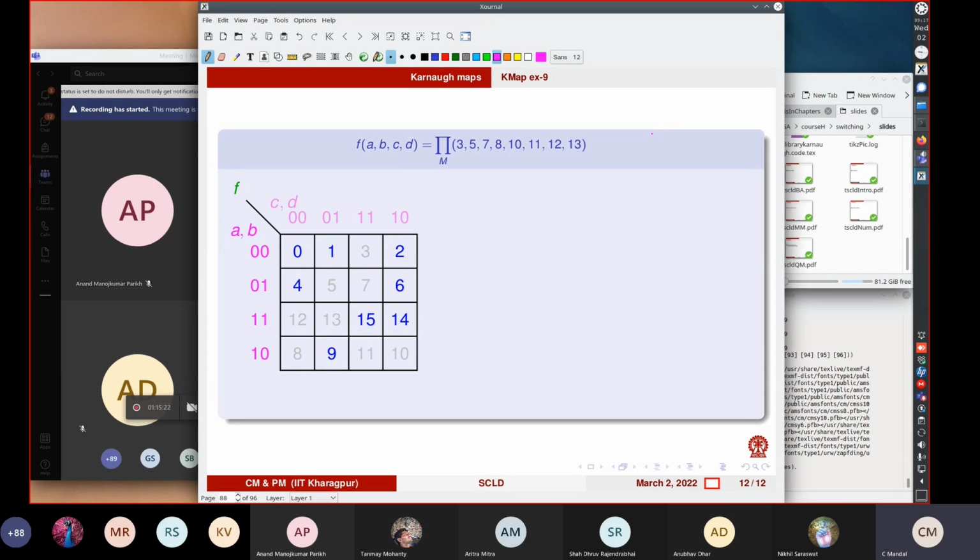So just note that it is this product of sum. This is the, and here M is capital, meaning max terms. So just try to work it out. It's not so difficult. It's the same kind of thing. So anyway, I'll just show it.